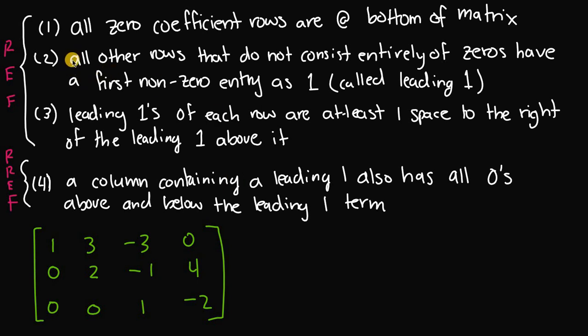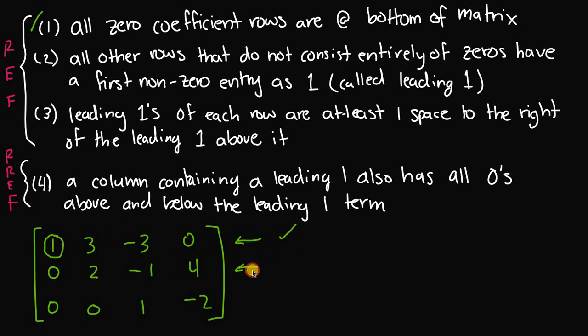So the first rule that it has to satisfy is that all 0 coefficient rows are at the bottom of the matrix. Well, this matrix doesn't have any rows that consist entirely of zeros, so rule number 1 is fine. Rule number 2 says that all the other rows that are not all zeros have a first non-zero entry as 1. So each row has to have a leading 1 term. So if you look at row 1, the first non-zero entry we encounter is a positive 1. So row 1 is good.